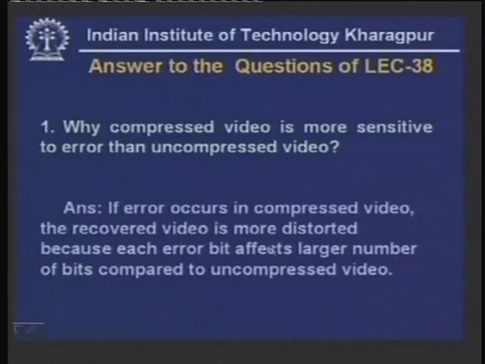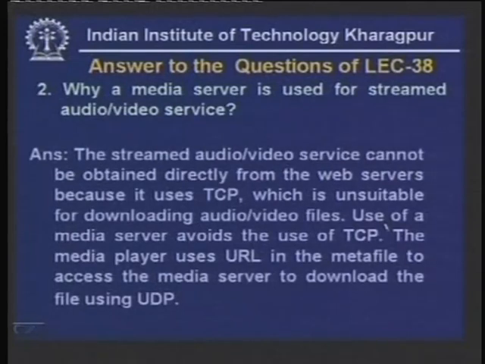And here are the answers to the questions of lecture number 38. First question was, why compressed video is more sensitive to error than uncompressed video? The main reason is, if error occurs in compressed video, the recovered video is more distorted because each error bit affects larger number of bits compared to the uncompressed video. That means, if a smaller number of bits affects larger number of bits after recovering data, that is why it is more sensitive.